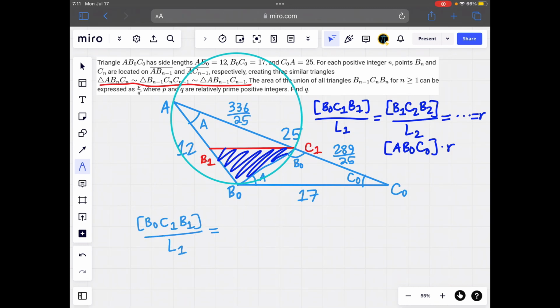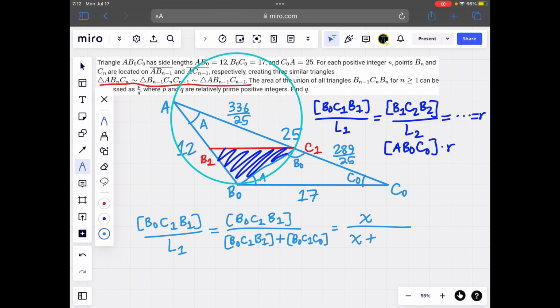This makes it easier to find the area of the union over the area of AB0C0, since, as we said earlier, that is just the area of B0C1B1 over the area of layer 1. And that can be found easier now that we know these lengths. We have that this is equal to the area of B0C1B1 over the area of that triangle plus triangle B0C1C0. Let's call the area of triangle B0C1B1 x. Then we would like x over x plus the area of B0C1C0.